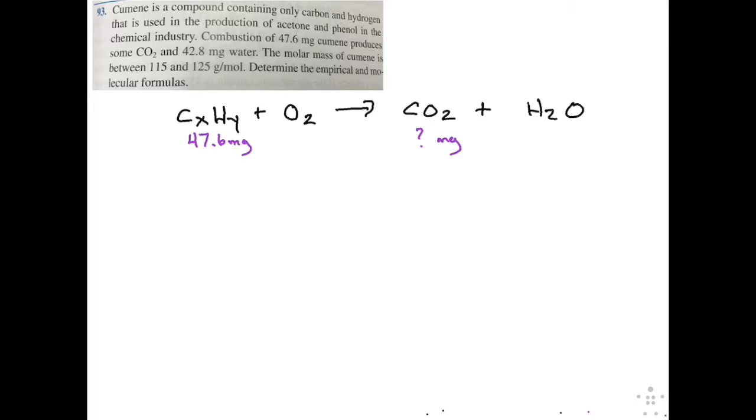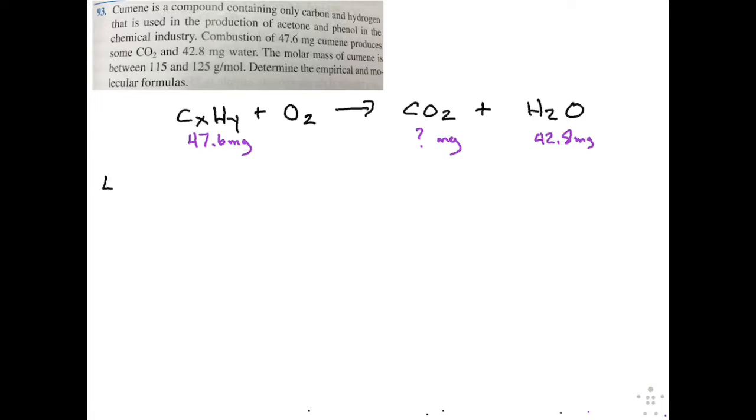And I also produced 42.8 milligrams of water. Now, just like the previous problems, we need to figure out the mass of carbon in this compound and the mass of hydrogen. And from there, I can find the empirical formula, and then ultimately the molecular formula. So let's start with finding what we know first, and that is the mass of hydrogen.